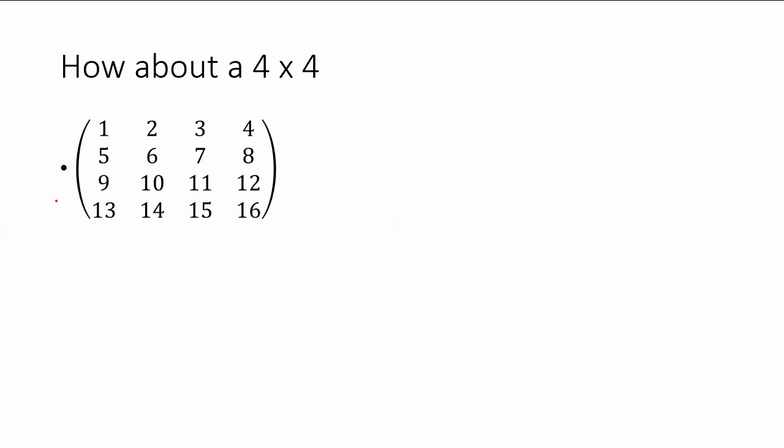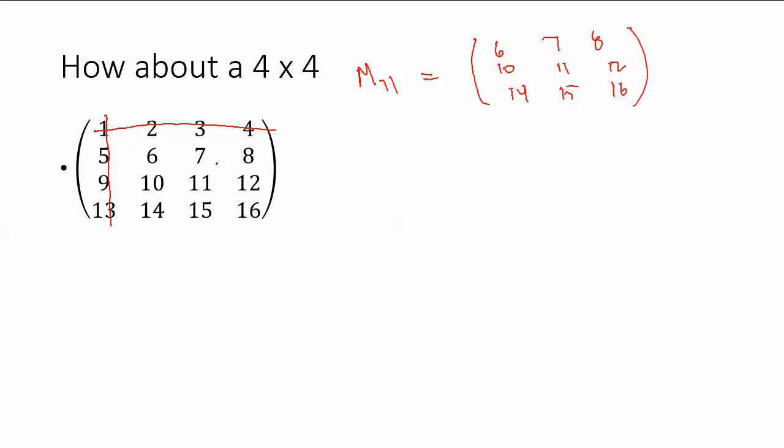Well, we're not going to walk through this whole process because, as you can imagine, this gets hideously complicated very quickly. But we would go through the same process. We would set up M11, and M11 would be the minor that we would get if we crossed out the first row and the first column, which would be a 3 by 3 matrix, 6, 7, 8, 10, 11, 12, 14, 15, 16.